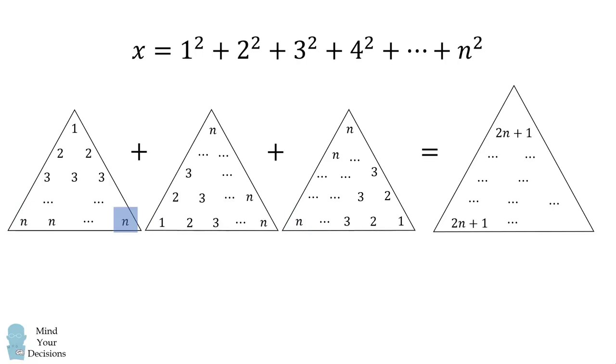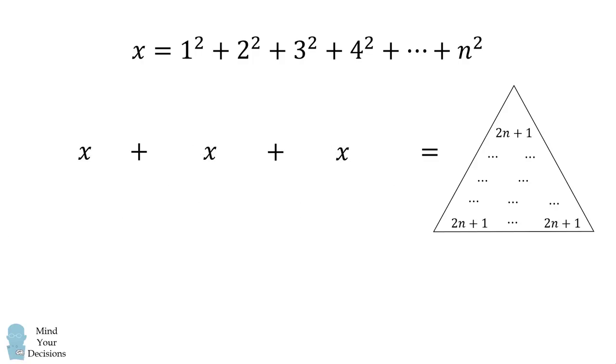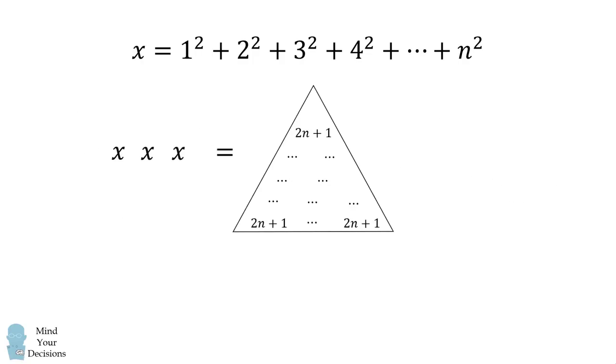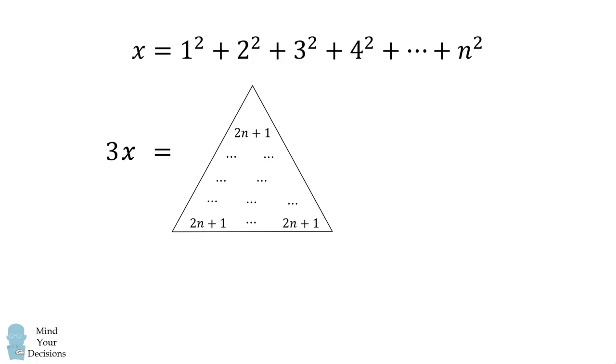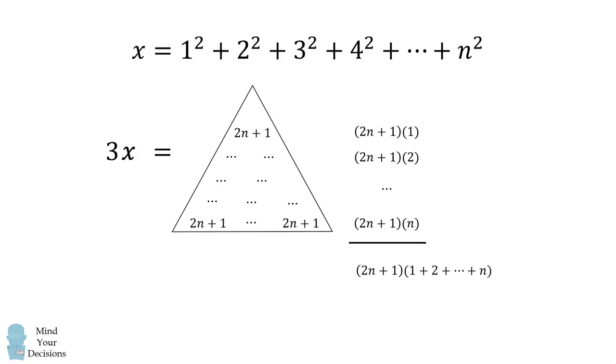You can go ahead and verify this for yourself, but trust me, every single value will be equal to 2n plus 1. Now recall, each triangle has a sum of x. Therefore, the resulting triangle will be equal to 3x. So what's this sum? Well, the first element is at the very top, and there's just one value of 2n plus 1. The next row will have 2 copies of 2n plus 1, and every subsequent row will have one more copy until the very end, which is n copies of 2n plus 1. So if we sum these numbers, we get 2n plus 1 multiplied by the sum of numbers from 1 to n.